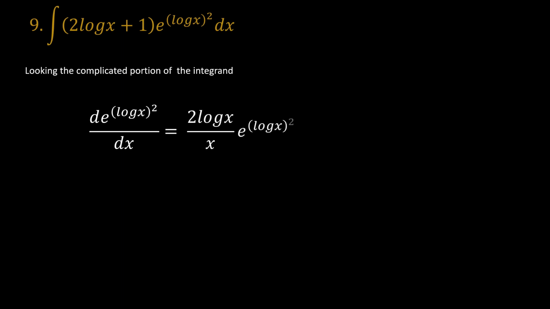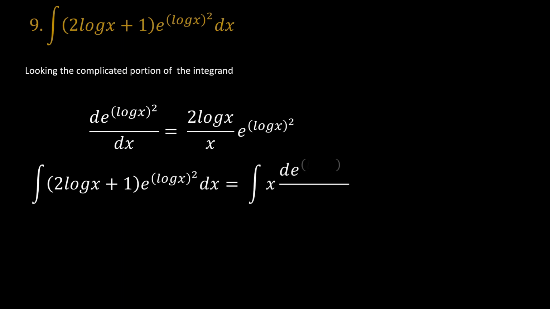Moving forward, number 9 says the integral of 2 log x plus 1 times e to the power log x squared. Now, this is a little bit more complicated. First of all, I'll look at the most complicated portion of the integrand, and that is e to the power log x squared. When I differentiate that, what I get is 2 log x over x times e to the power log x squared.